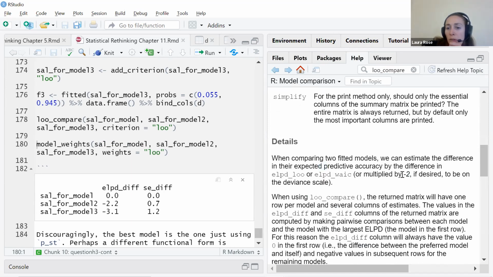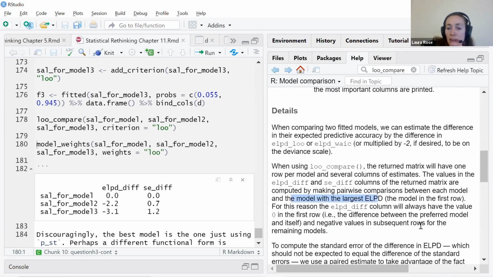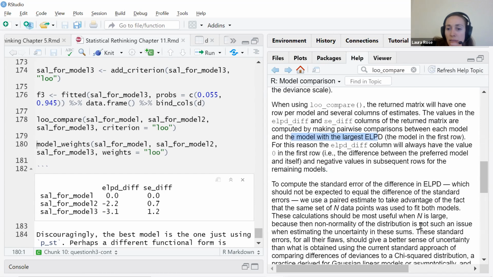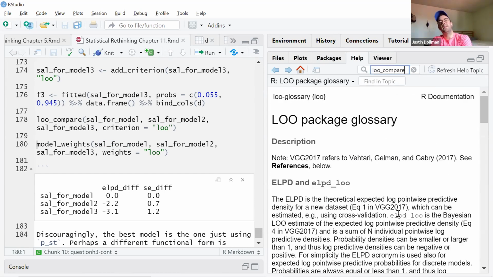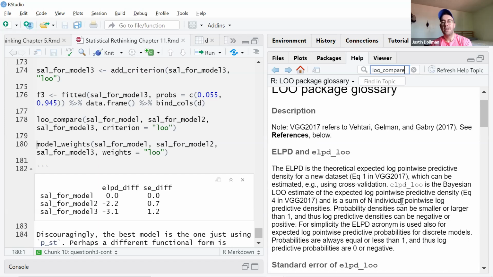It's apparently no longer multiplied by -2. Making pairwise comparisons between each model and the model with largest ELPD. Okay, let's click onto this. It's just expected log pointwise predictive density. That's what it stands for. Oh, okay.